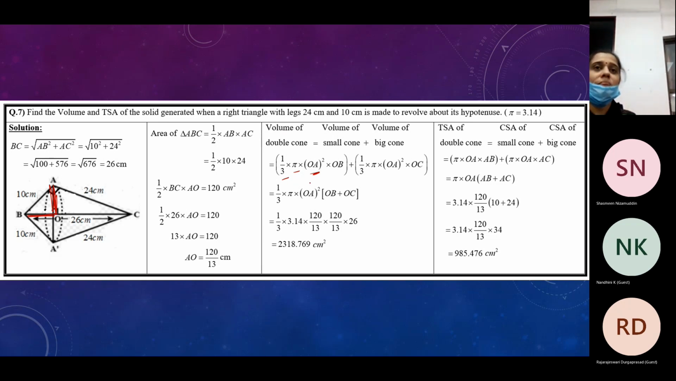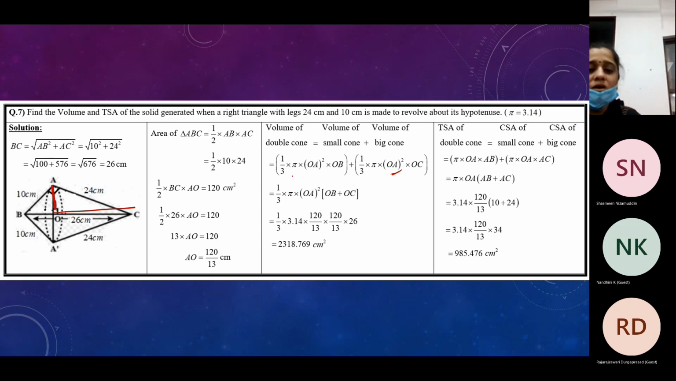Yes or no, children? The cone is like this. The circular face of the cone is here. So the height is here like this. So this is the height. BO is the height. Plus 1 by 3 pi, again r square, same thing, OA square. This is the radius, into height. Height is OC. Height of the other cone is OC.